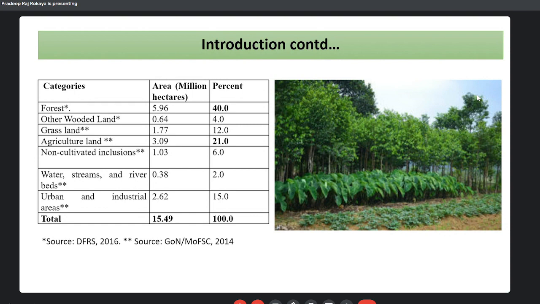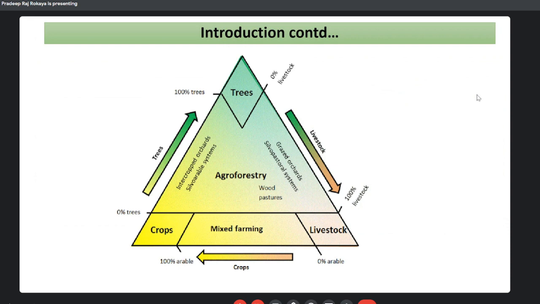Total agricultural land of Nepal is 21% and forest land is 40%, and this is the subject of agroforestry. So it belongs to agricultural land and forest land. Basically, some practices belong to agricultural land, some practices belong to forest land, and sometimes they are combined. This is a general picture of agroforestry.